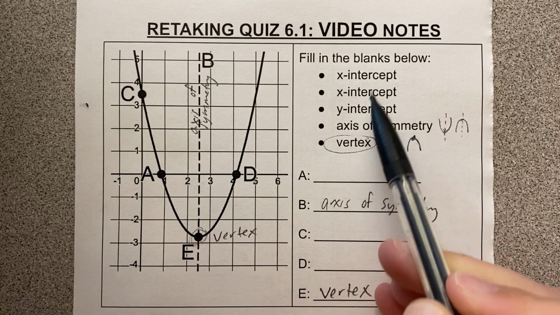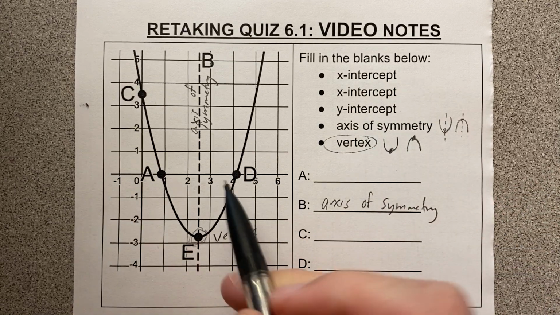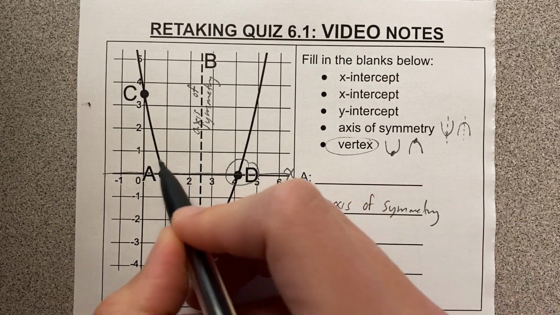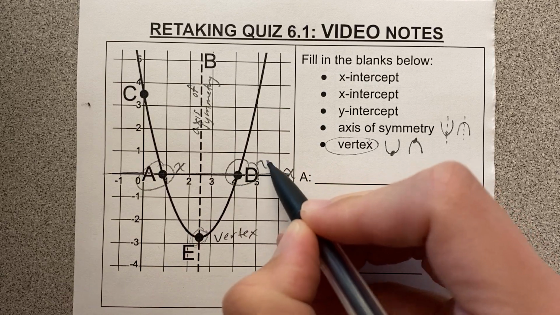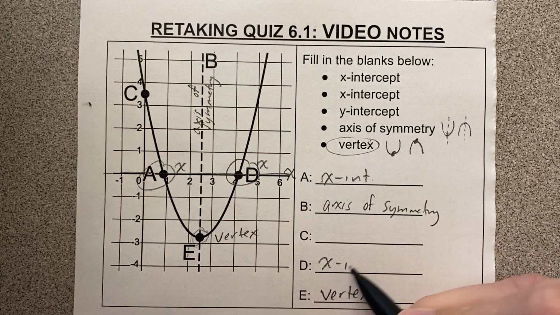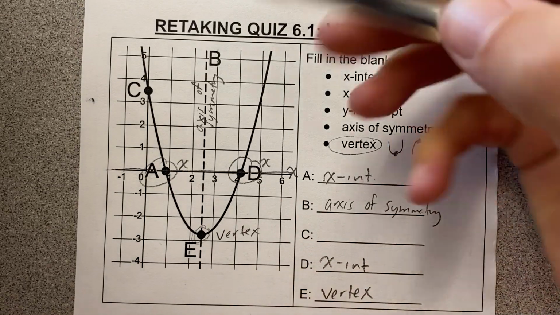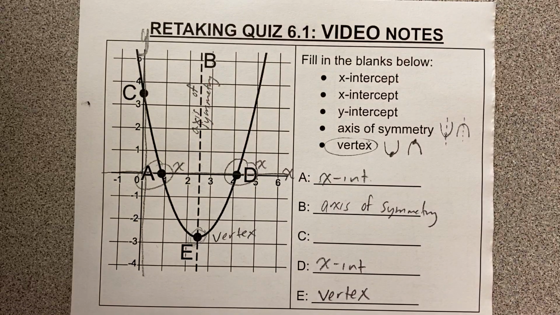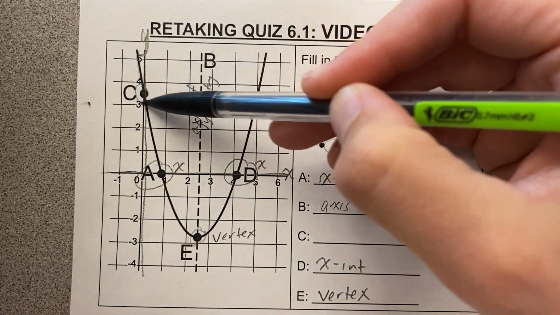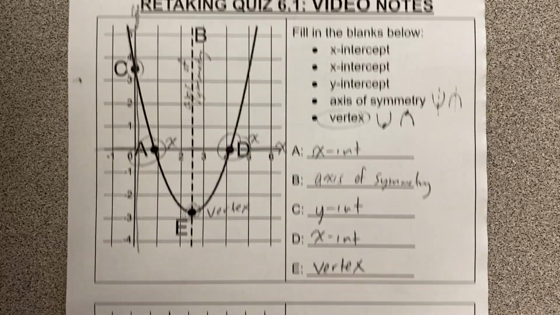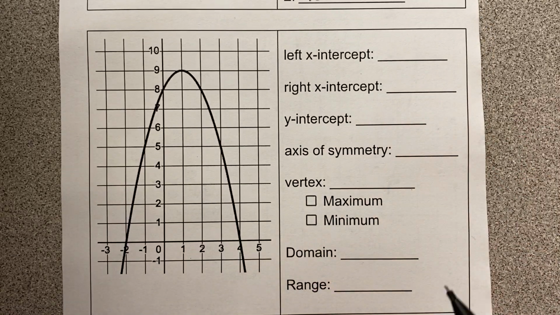The x-intercepts are where the parabola touches the x-axis. This is the x-axis, so the x-intercepts are here, right? This is x-intercept and x-intercept. And then C is where the parabola touches the y-axis. So here's the y-axis, and here is where the parabola touches right here at C. That's the y-intercept.